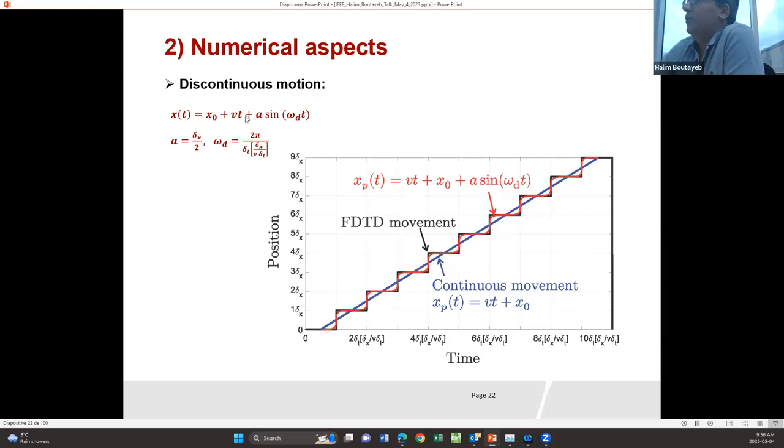Here we talk about discontinuous motion. The blue line that we see here is a continuous motion. If something is moving with uniform speed, with position versus time, it will follow the blue curve: x0 plus vt. But because we are moving in a discretized space, the motion in FDTD is what we see in the black curve here. We can approximate this black curve with the red curve, and that approximation is what we want here, with A sin(omega_d t). Omega_d is a function of the mesh and the time step.